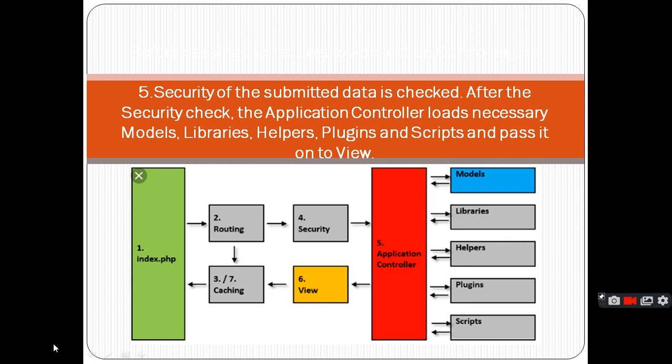This application controller will have a lot of things like models, libraries, helpers, plugins and scripts. Whichever things it needs, it will take the information from them. The application controller gives the responsibility to those models, libraries, helpers, plugins and scripts, and after retrieving the information, it will send it to the view.